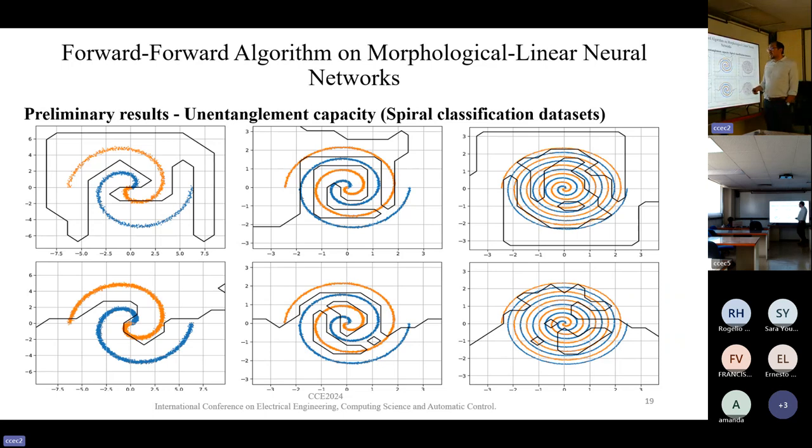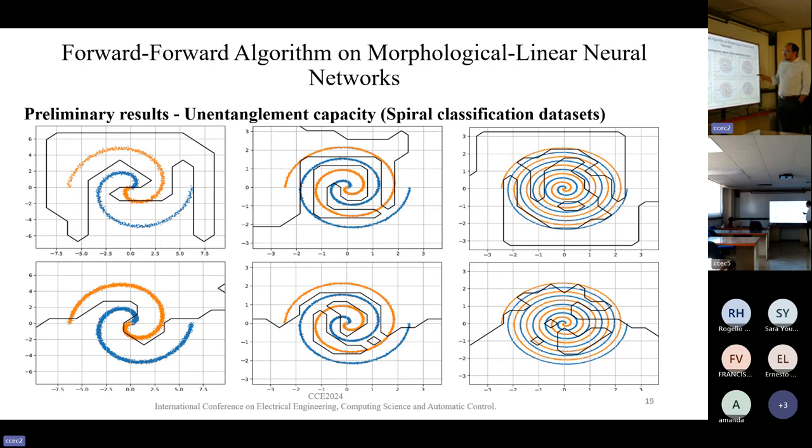Talking about entanglement capacity, we use the spiral classification data set. This is a well-known data set that consists of one, two, or n spirals. For example, this is a data set of two classes, one in orange and one in blue, from one spiral, two spirals, to five spirals. In the first row, we have the results of the forward-forward multilayer perceptrons, and in the second row, the forward-forward morphological linear, our proposal.